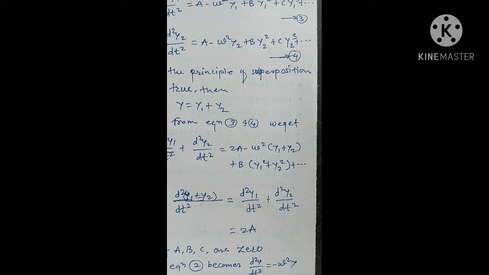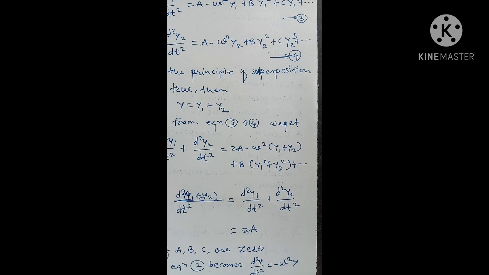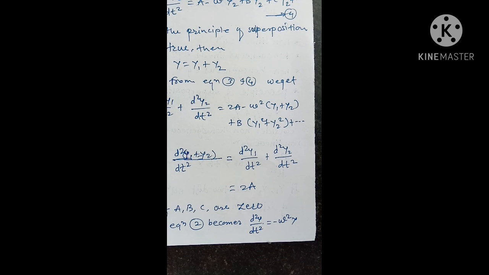Now in the above equation, if we put the constants A, b, c as 0, then equation 2 becomes d²y/dt² = -ω²y, and this is the homogeneous linear equation. From this equation we can say that the principle of superposition is proved.